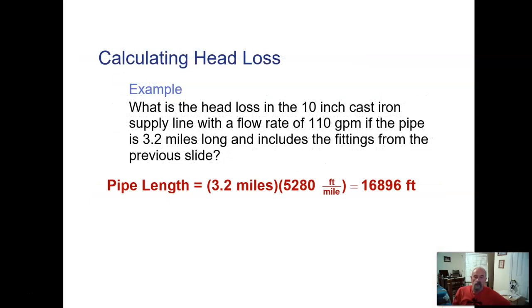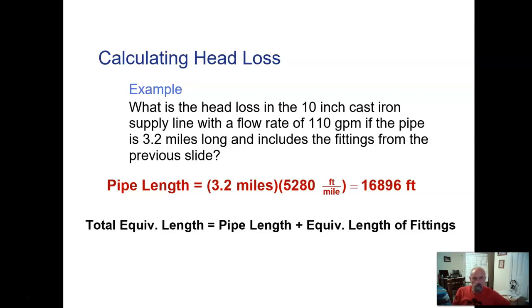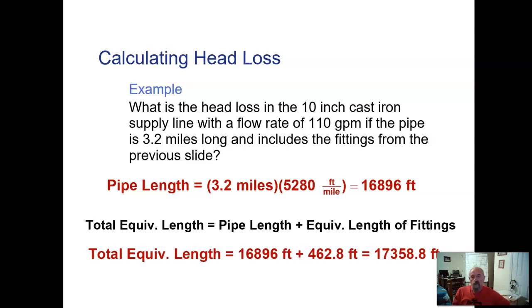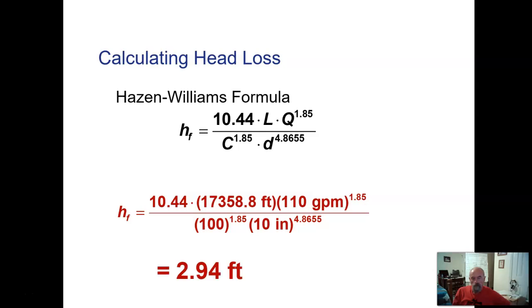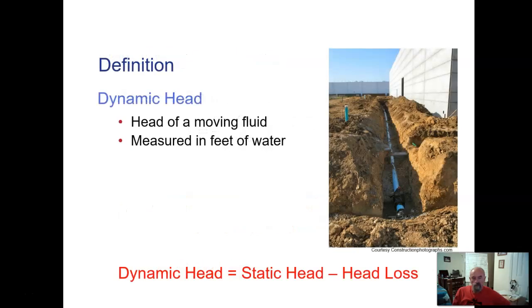The pipe length equals 3.2 miles, or 5,280 feet in a mile. So we come up with 16,896 feet, which is the total equivalent pipe length for the pipe and the fittings. So we add that all together, and it equals 17,358.8 feet. We plug this into the Hazen-Williams formula, and what we would come up with is 2.94 feet.